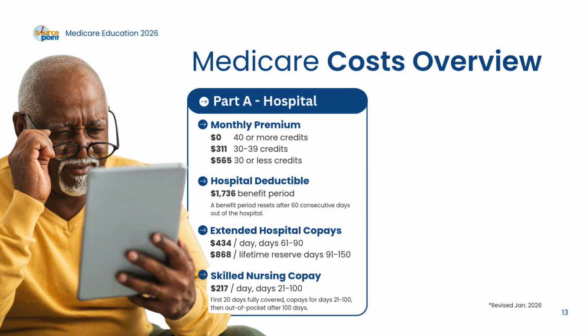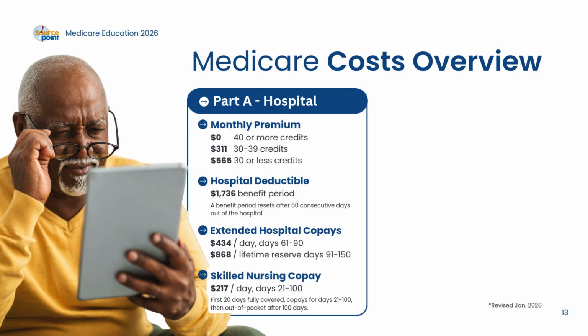If you have 30 to 39 credits, a monthly Part A premium applies. For those with 30 or fewer credits, a higher monthly premium applies. These amounts can change each year. If you don't have 40 credits, you can still get Part A for free through a spouse who has earned the necessary 40 credits. For Part A, you're responsible for a hospital deductible for each benefit period.